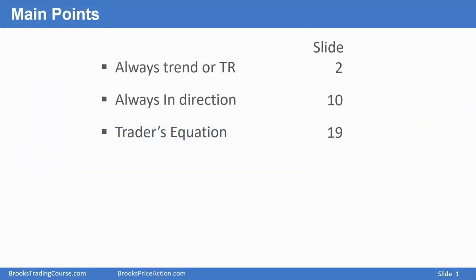Every market is always in a trend or a trading range. And if there is a trend, there's an always in direction. If you had to be in the market at any one moment, it's better to be in the direction of the trend. I'm also going to talk a little bit about the trader's equation, the mathematical basis for taking and managing trades.